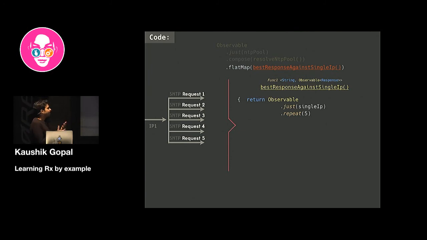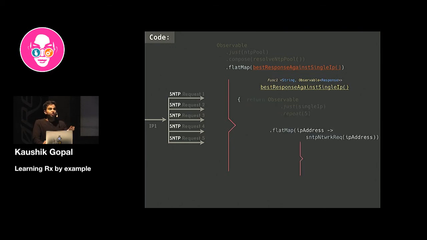Well, that's not enough. What I need is to actually execute a network request on top of those things. But the way I've structured the implementation, the onus is on me. I have an IP address that's available to me. I want to convert this into an SNTP response. So what I do is execute a network request, and that's this SNTP network request method that I have. Don't worry about the implementation. All that does is it takes in an input of an object and converts it into an observable. Now, I have an object of type IP address, and I want to convert it into a response.